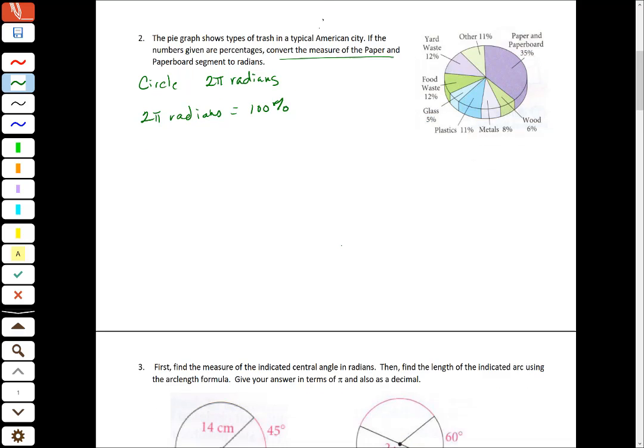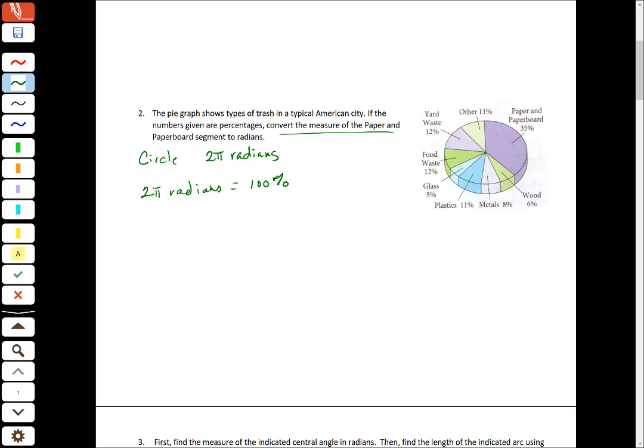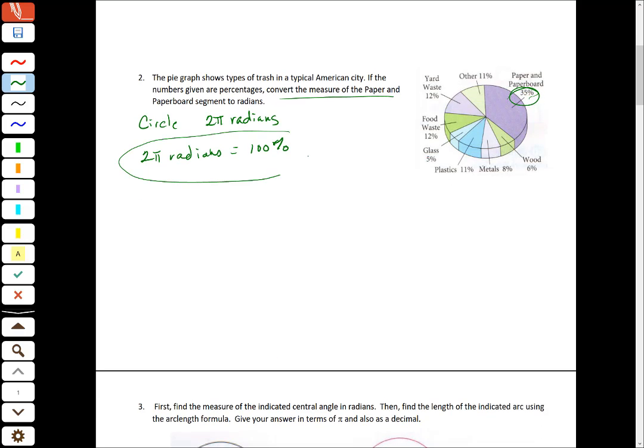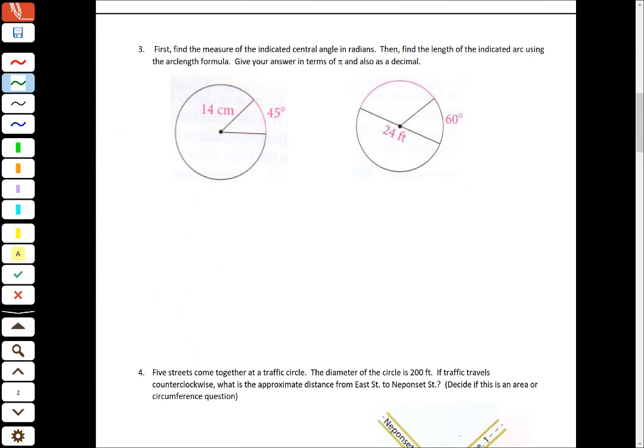Is that okay? And that's all it's asking, right? So I know that the paper and paperboard here, I'm going to read that, and that's 35%. And then I have to kind of combine that with this information to figure out what the 35% is equivalent to. Okay.